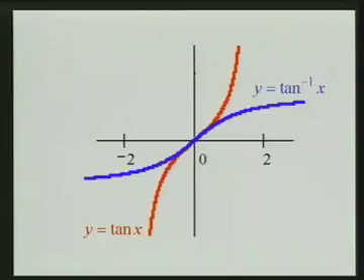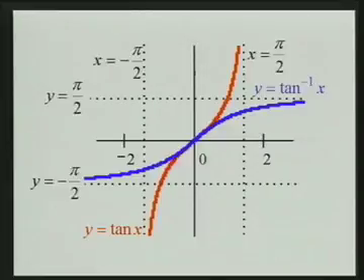In red, I have the graph of y equals tangent of x. To obtain the graph of y equals the arctangent of x, we reflect the graph of y equals tangent of x about the line y equals x. Finally, we notice that x equals negative pi over 2 and x equals pi over 2 are the vertical asymptotes of the graph of y equals tangent of x. So y equals negative pi over 2 and y equals pi over 2 are horizontal tangents in the graph of y equals arctangent of x.